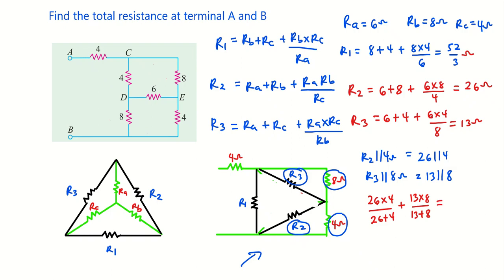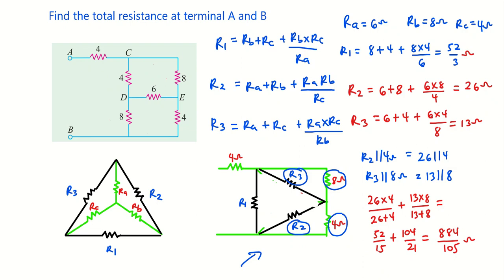So you're going to have 26 times 4 divided by 26 plus 4. That gives us a value of 52 on 15, plus 13 times 8 divided by 13 plus 8, which will be 104 divided by 21. So let's do this, and we are going to have 52 divided by 15 plus 104 divided by 21. This will give us a value of 884 divided by 105 ohms.